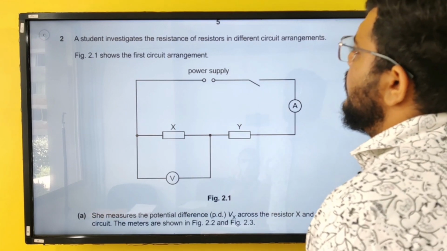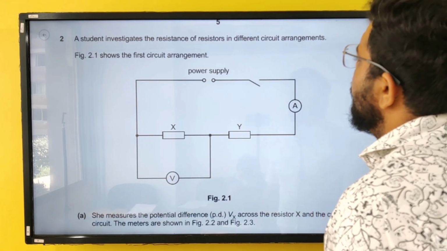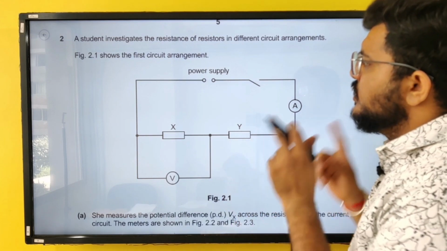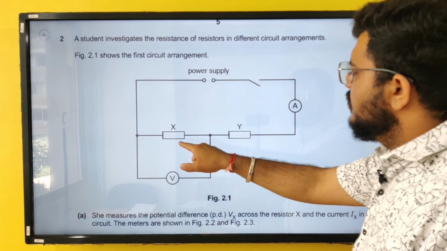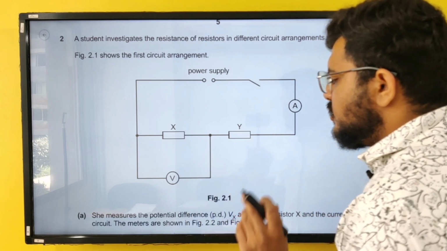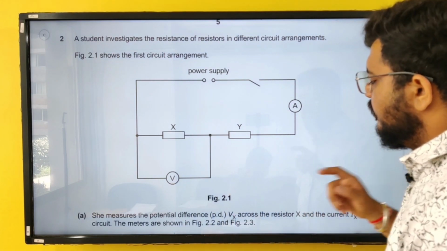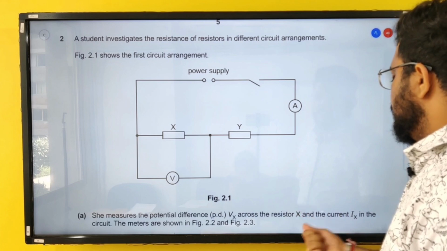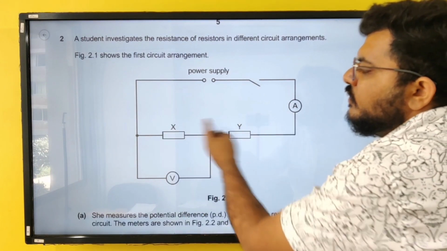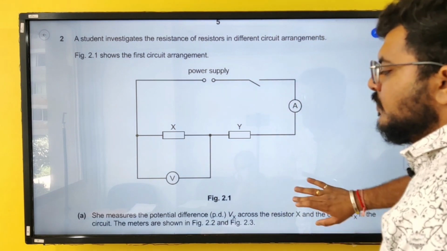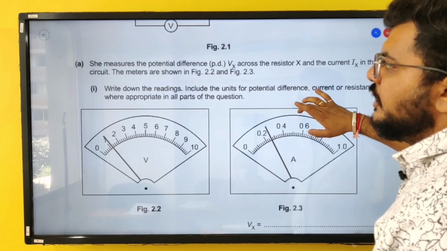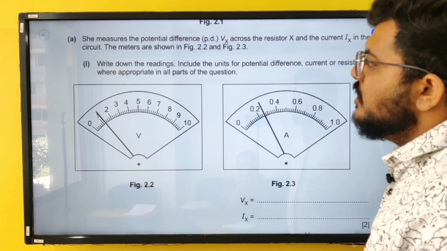A student investigates the resistances of resistors in different circuit arrangements. Figure 2.1 shows the first circuit arrangement: power, resistor, another resistor, voltmeter and ammeter. She measures the potential difference PD Vx across the resistor X and the current Ix in the circuit, right? They are in series. Both of the resistors will have the same current. The meters are shown in figure 2.2 and 2.3.